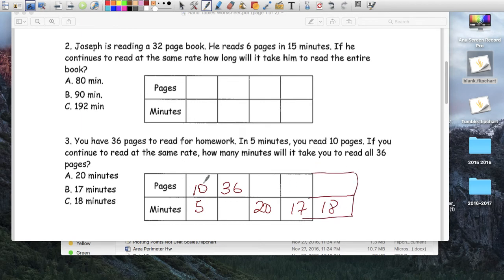So 10 to 5, it's a very easy relationship. If I go up, it's times 2. Going down is divided by 2. So 36 going down is divided by 2, so that's going to give me 18. 20 going up is times 2, so it's going to be 40. 17 going up is times 2, 34. 18 times 2 going up is 36. So this one is easy. Once you have an up and down relationship, that's super easy.